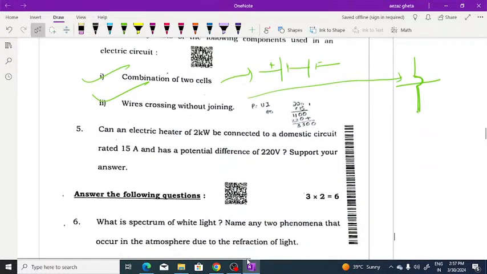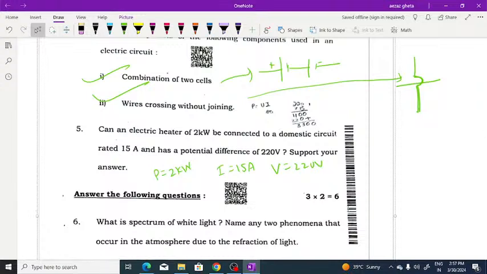Can an electric heater of 2 kilowatt be connected to a domestic circuit rated 15 ampere? Sorry, not 5 ampere, 15 ampere. Potential difference is 220 volt and current is equal to 15 ampere. Power is equal to 2 kilowatt, that is 2000 watt. If I find the current using this power and voltage, how much current is required? P is equal to VI, so I is equal to P by V.